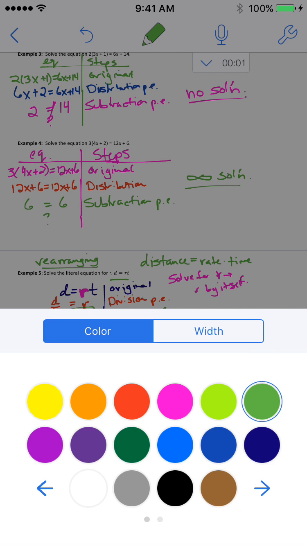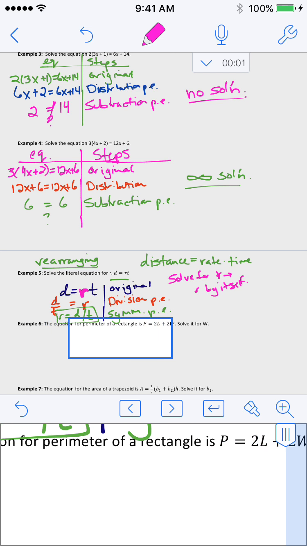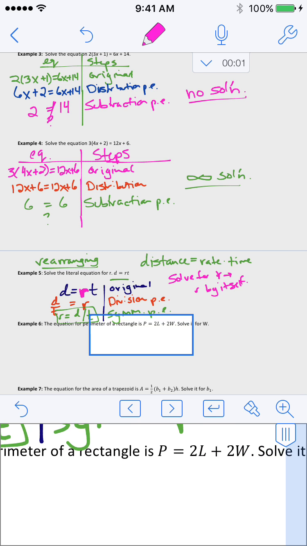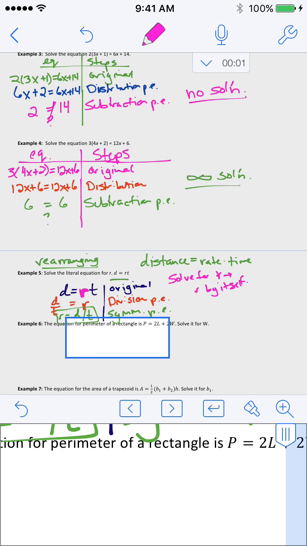We're not going to do steps or a chart for this one, but the equation for the perimeter of a rectangle is P equals 2L plus 2W. Solve it for W. Now, they tell us about the perimeter of a rectangle. Do they actually want us to find a perimeter? No, they just want us to rearrange this. So when you see complicated expressions or formulas you've never seen before, you do not need to panic. You just need to read.